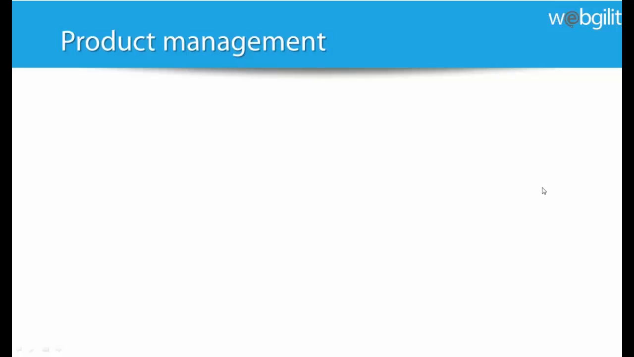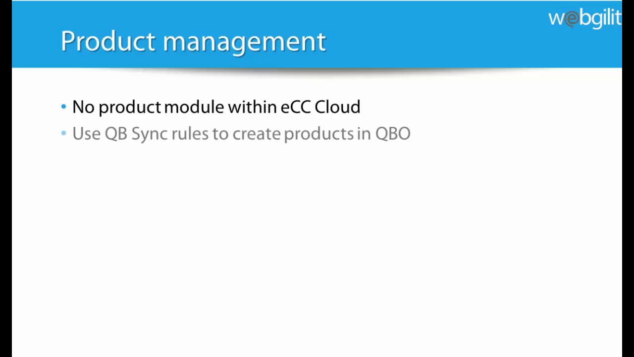So I'm going to go back into the slides and really build what you can do, because we have this restriction within QuickBooks Online, to manage products and manage how products are created within the QuickBooks Online company file from Amazon or eBay. As I mentioned, there's no product module within eCC Cloud. That's not necessarily a bad thing. There are rules to create products that are in your marketplaces but don't exist within your company file in QuickBooks Online. So by utilizing the rules in the QB Sync area, you can create those items.